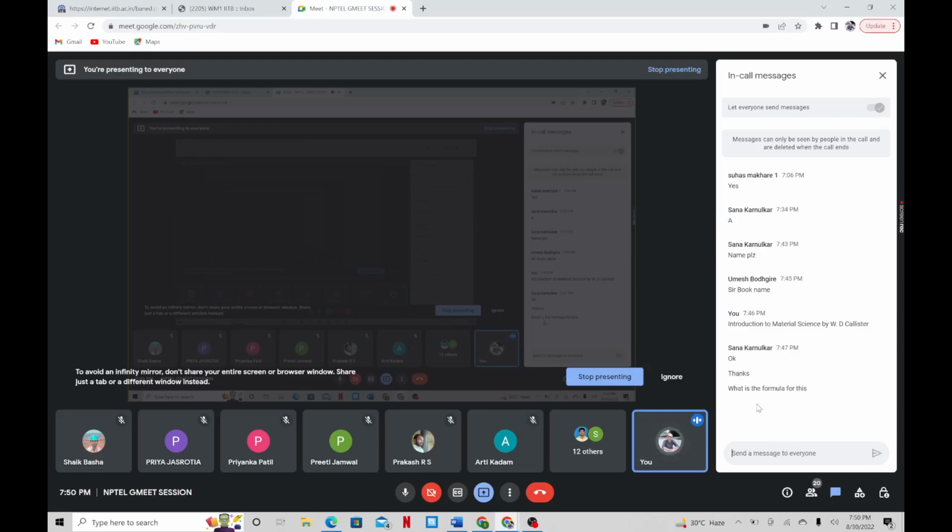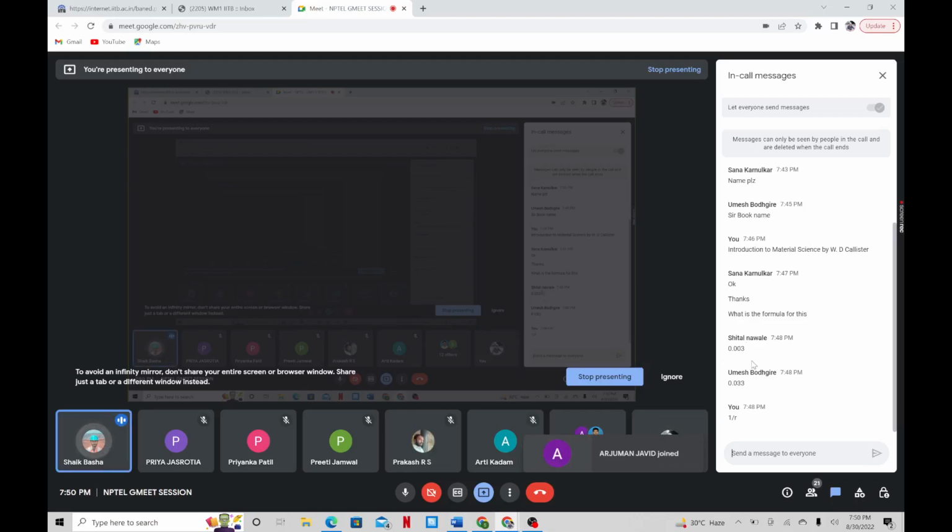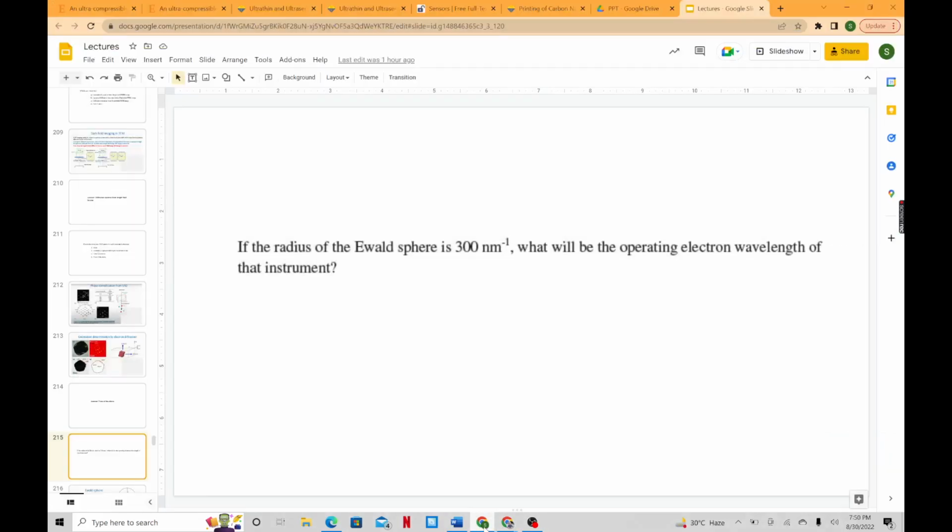Somebody is asking, so I will give the formula also. The radius is given, so you just do 1 by r. Somebody wrote 0.033, but you missed something, a factor of 10, so calculate it again. There should be 0.0033. He's mentioning angstrom. We need to convert into nano, then it will become 0.003 because you are given in nanometers. Yeah, right, you are right.